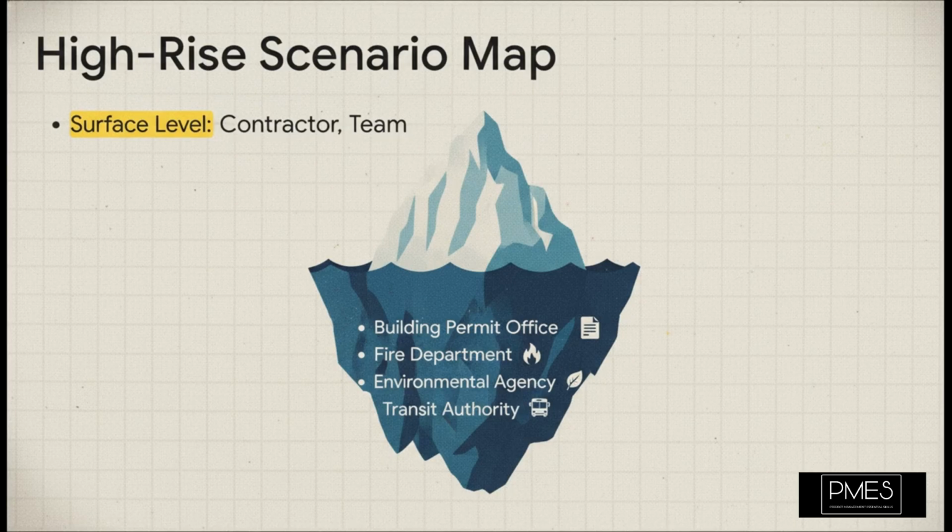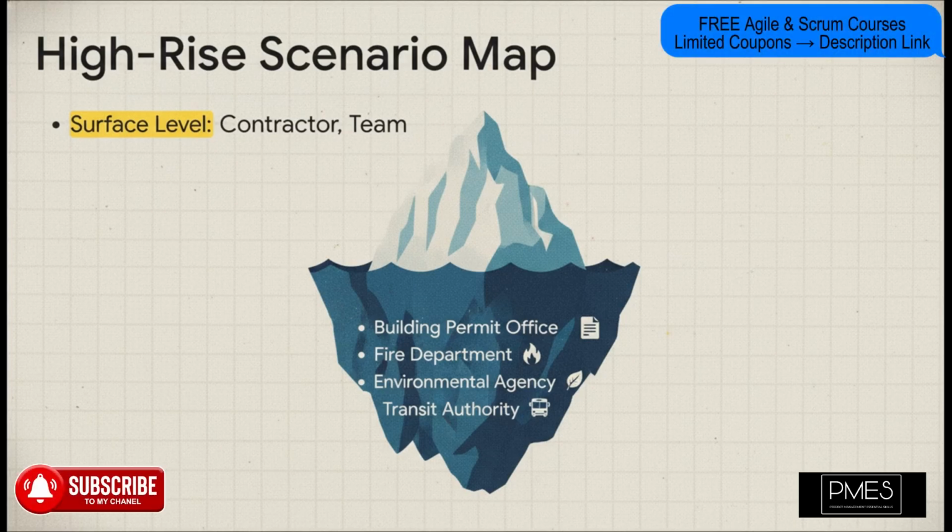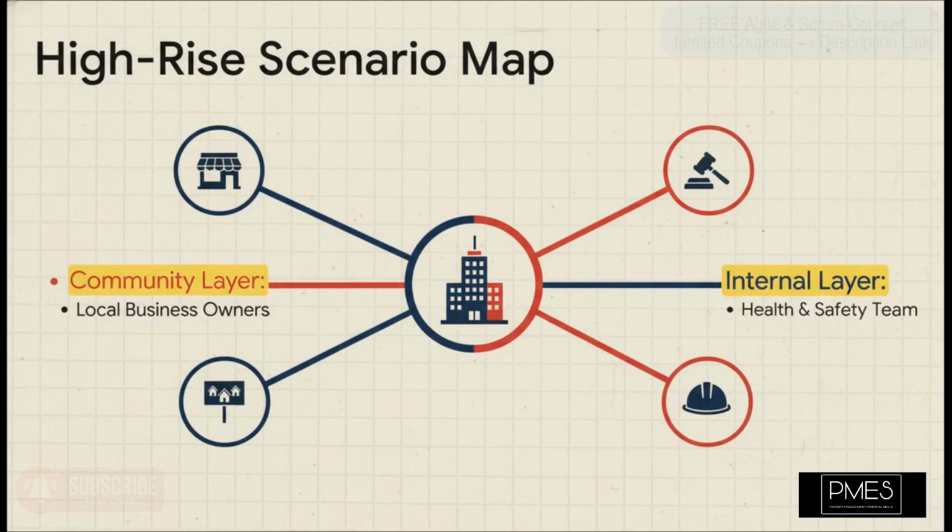Just think about the government layer alone. It's not just one building permit office. You've got the fire department with all their safety codes. You have the environmental agency. Heck, you've even got the transit authority because you know your construction is going to mess with traffic. And the web just keeps getting bigger, doesn't it? You've got the community layer, local business owners whose storefronts are going to be blocked, the neighborhood association, maybe even some environmental activists. And don't forget your own internal teams, legal, finance, health and safety. See what's happening?